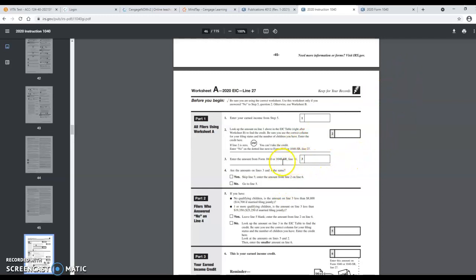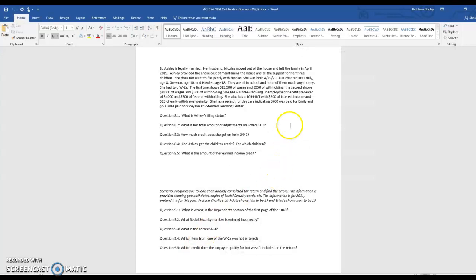Now, you are going to have to know her AGI. That's line 11 on the tax return is AGI. You're going to have to know that number. So you'll have to figure that out from her information. All this information, how much was her income minus her adjustments, is her AGI. Okay, before you can fill that out.